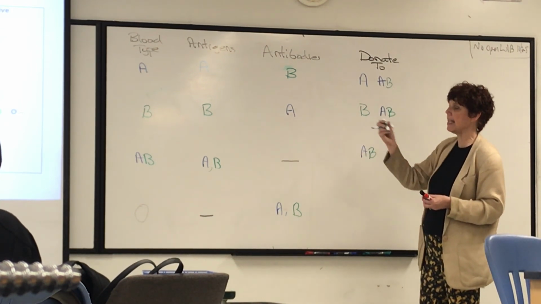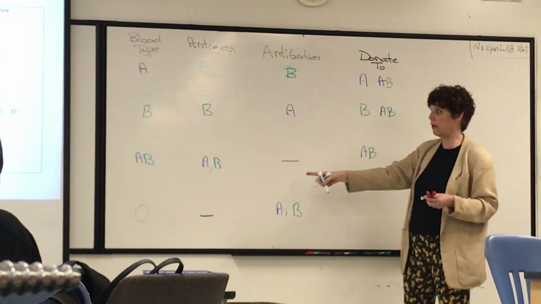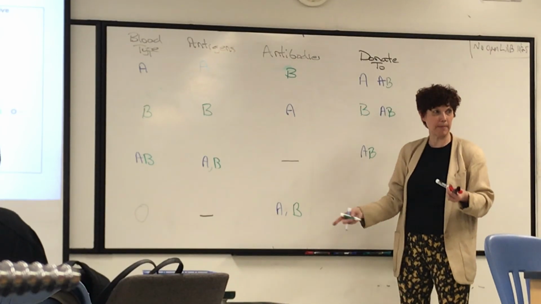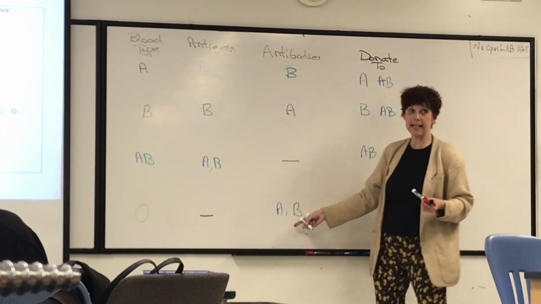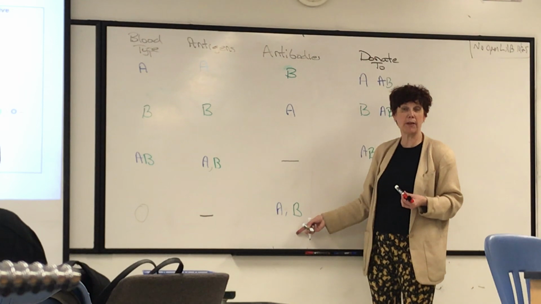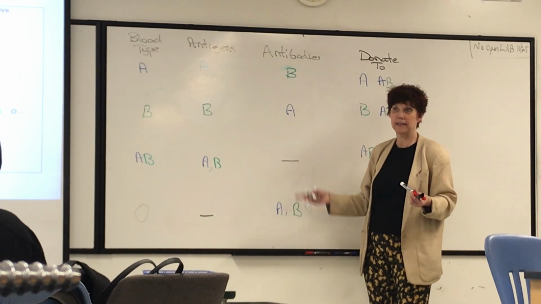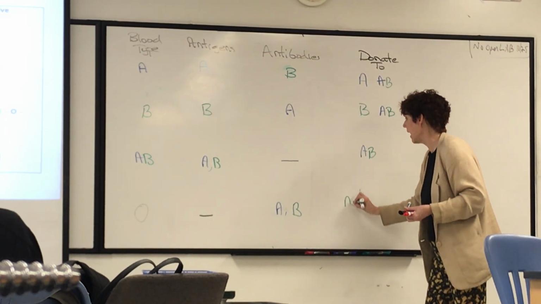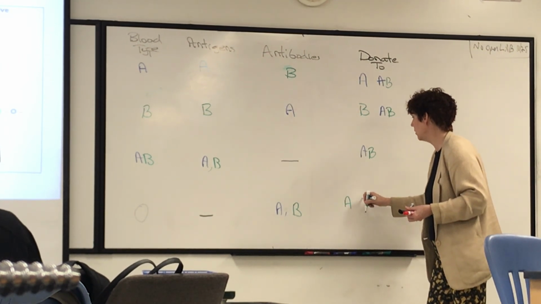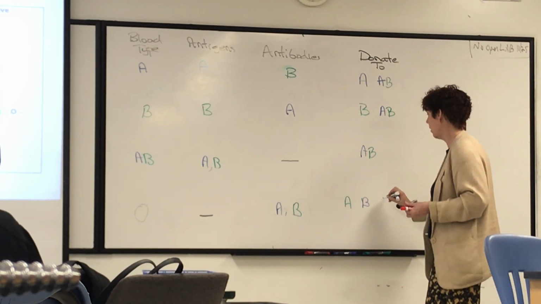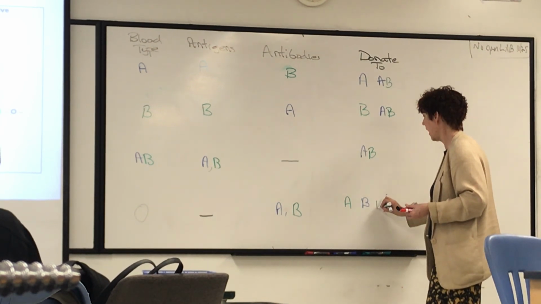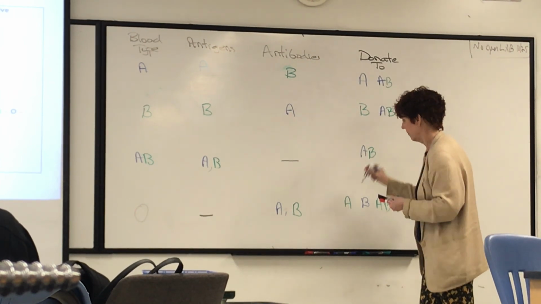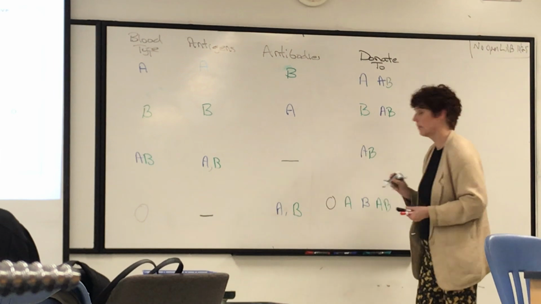Can O donate to A? Yep, because O has no antigens. Therefore, no blood type has antibodies against it, right? Now, yes, it has antibodies against A, but remember I said, although not desirable, it's not going to cause this person to get sick. They're going to be diluted out. So O can donate to A, O can donate to B, and O can donate to AB, and O can donate to itself. Okay?